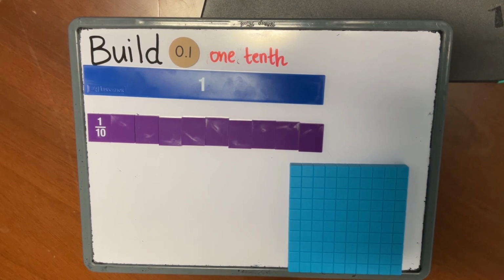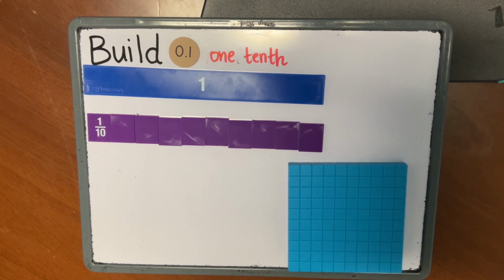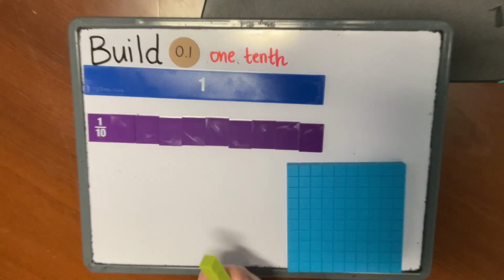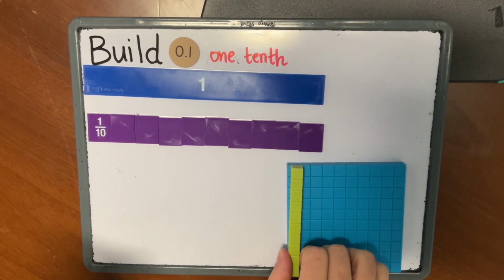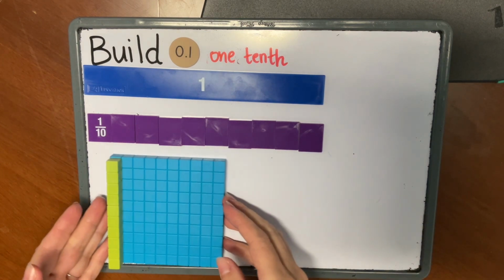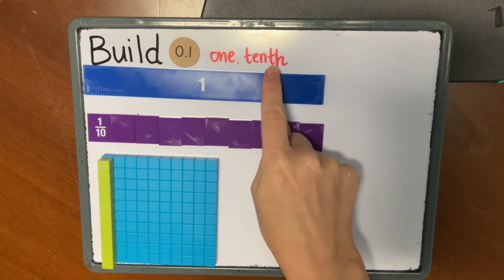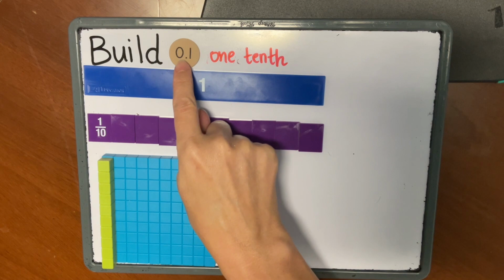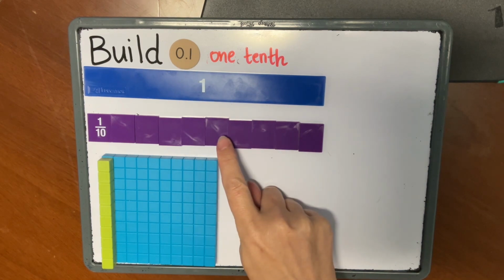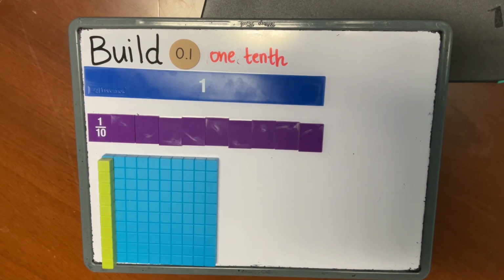Well, I know that if I partition this into tenths, I know 10 tens makes 100. If this is the whole, one of those tenths is going to be 1 ten block because all of them is 100. So 1/10 as a decimal, I write it this way. To build it with fraction tiles, I show 1/10. And to build it with base 10 blocks, I build one of the 10 base 10 blocks.